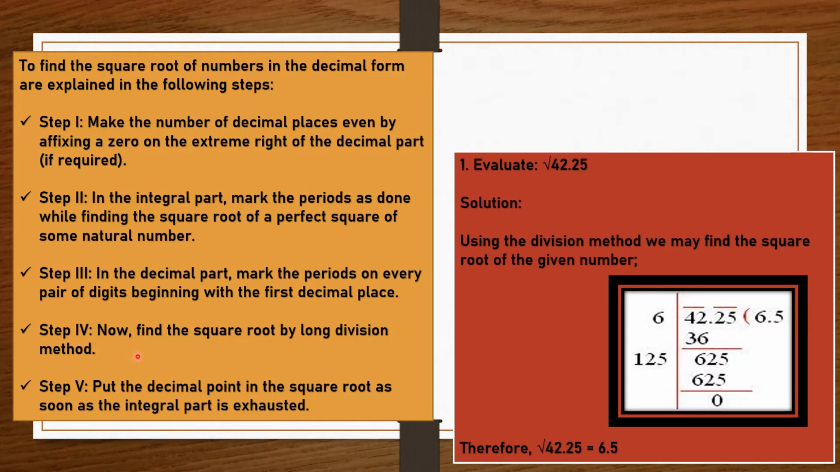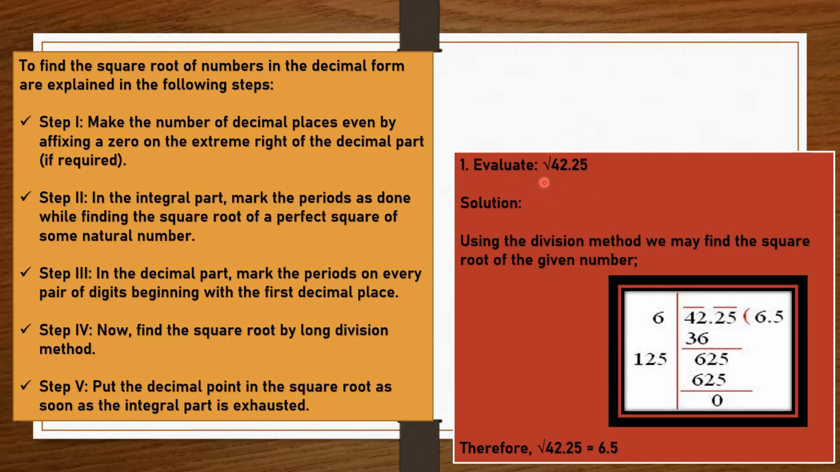Next step. Now find the square root by the long division method. The method will be the same, but you have to put the decimal carefully. Step 5. Put the decimal point in the square root as soon as the integral part is exhausted. That means when you find the square root of the numbers before the decimal, you will put the decimal sign in the quotient. Now there is an example.